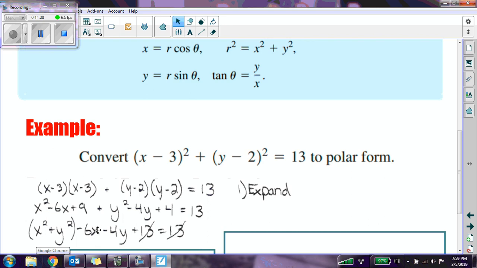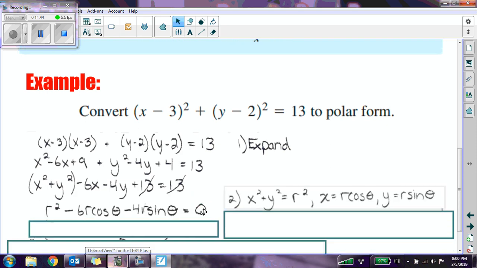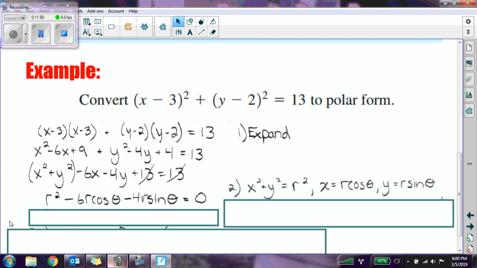Remember, x, we know, is r cosine of theta. So we're going to plug that value in here, and then for the y, we're going to plug in r times the sine of theta here. Okay. And again, that's just plugging in these particular equations we have from above. So now from here, if you notice, all three of these terms have an r in common. So let's factor it out.